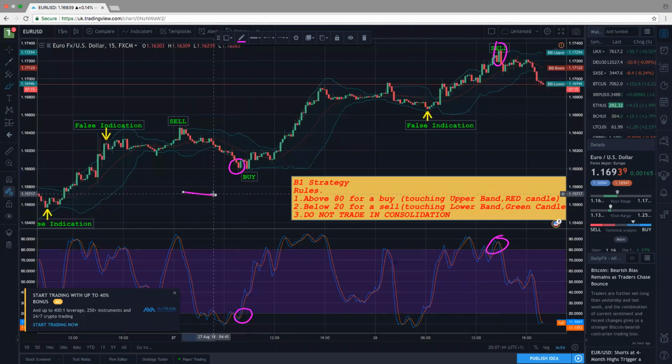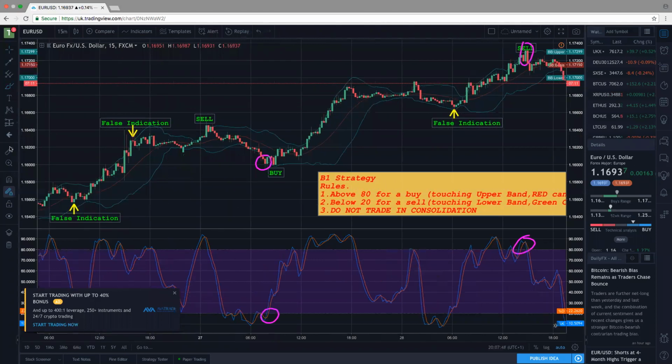Again, as you see here, this is a sell. Why? It's touching the top Bollinger Band. It's a solid red candle, and it's overbought on the stochastics. It's above 80. So that is a good indication of a sell. And again, it basically dropped. And when it was a buy, it went up, so it hit take profit. Remember, you're only aiming for 10 to 15 pips, no more than that.